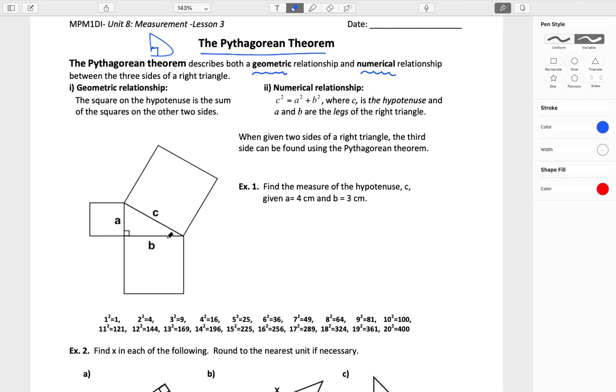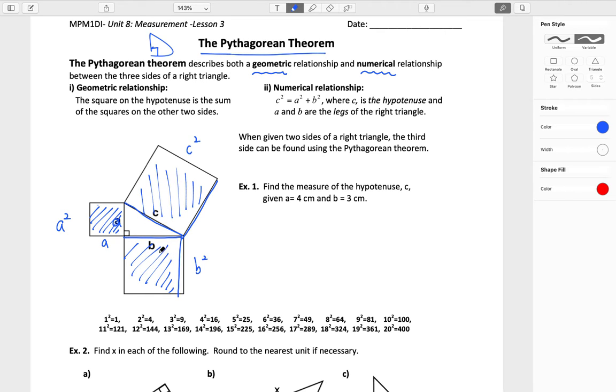So what that means is that when I'm given a right angle triangle, the area of side A, which is A times A, so the area of this square is going to be A squared. The area of B is B times B, B squared. That's the area, length times width. And to find the area of the C square, it's going to be C times C, which will give me the area of this square.